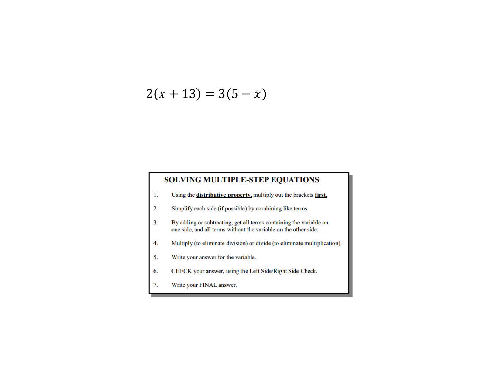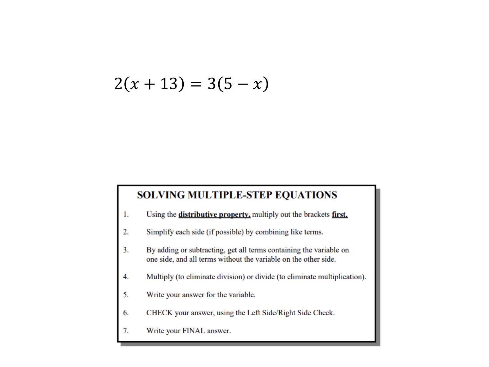Sometimes we might have variables on both sides. So again, we're going to expand brackets. 2 times 13 is 26. And then I'll expand brackets on the right side. 3 times 5 is 15. 3 times negative 1x is negative 3x. Now we want to get the variables on the same side. I'm going to choose to put them on the left. You could put them on either side.